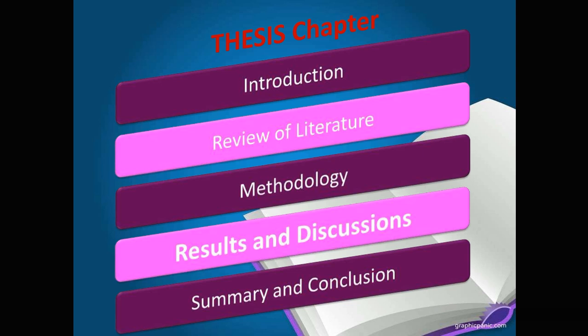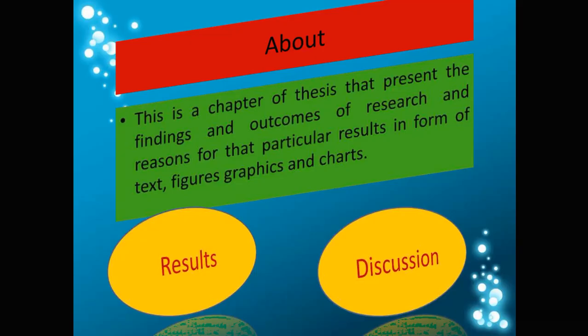The results section is a section containing a description about the main findings of the research, whereas the discussion section interprets the results for readers and provides the significance of the finding. Now, what is it about this section? This chapter or these chapters of a thesis present the findings and outcomes of research, and they present it in the particular form of text, figures, graphs, and charts.